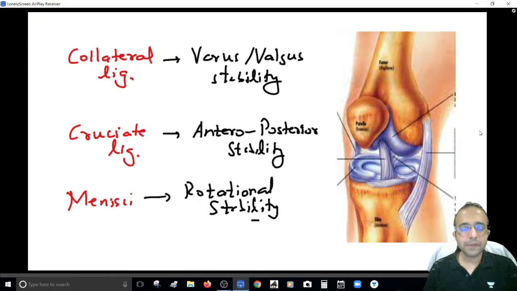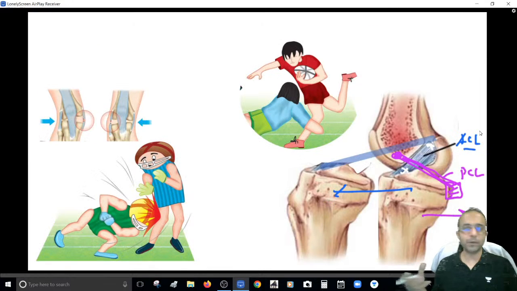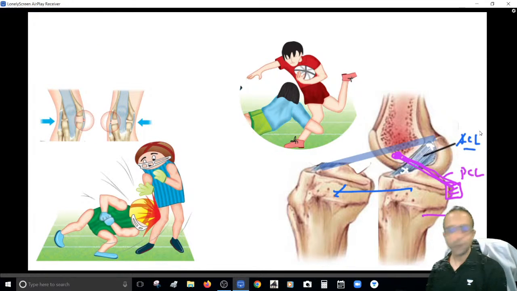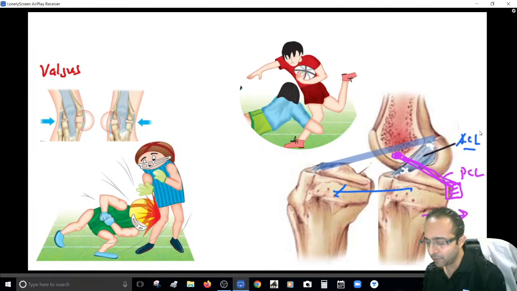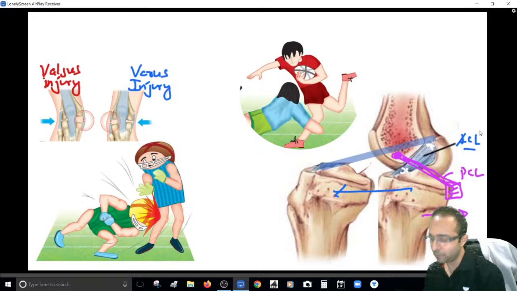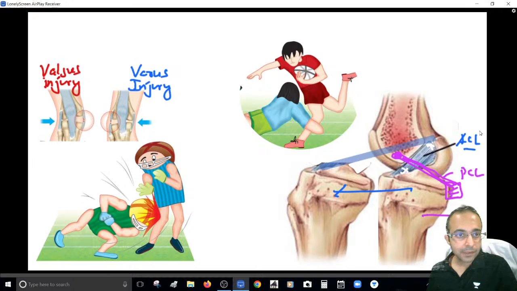Now once you are clear with the purpose of these ligaments, it becomes very easy for you even to understand what injury would tear a ligament. See, what I have shown over here is a valgus injury to the knee, and what I have shown over here is a varus injury to the knee. Now you can very well imagine that if this tibia goes laterally into valgus, it will break the MCL here.